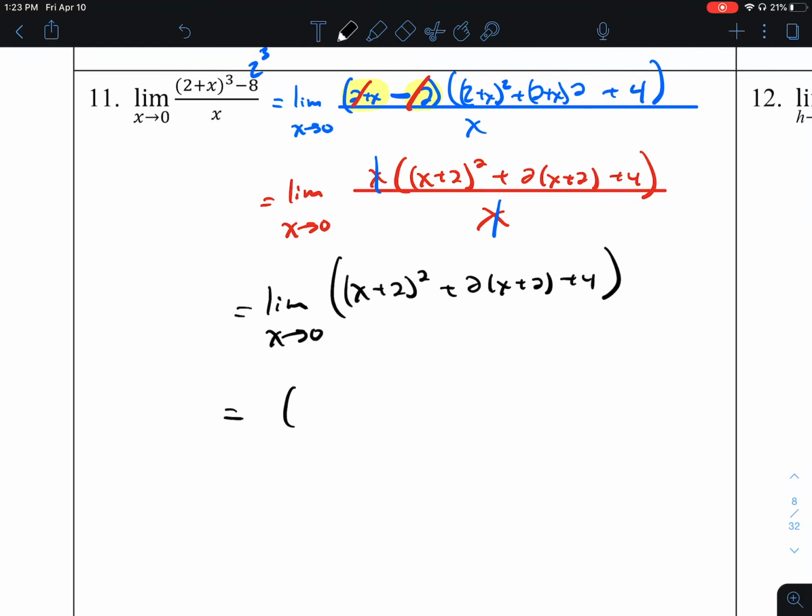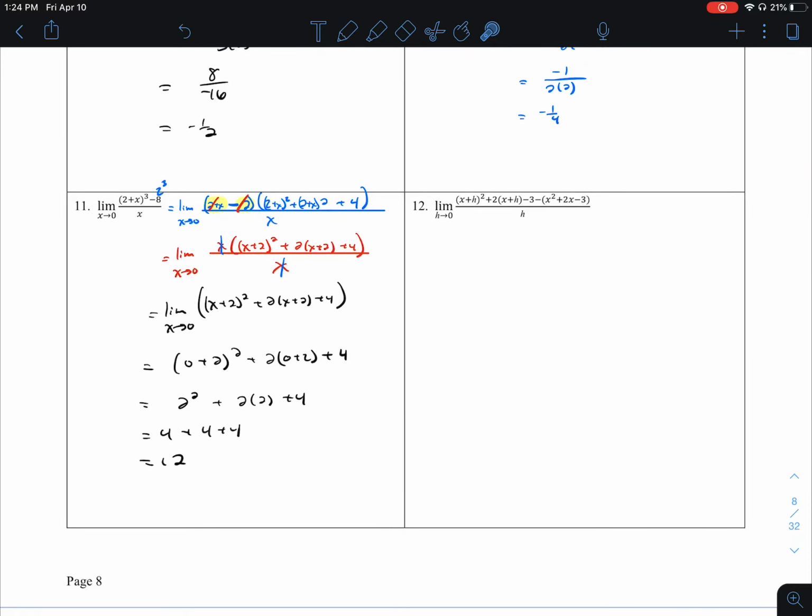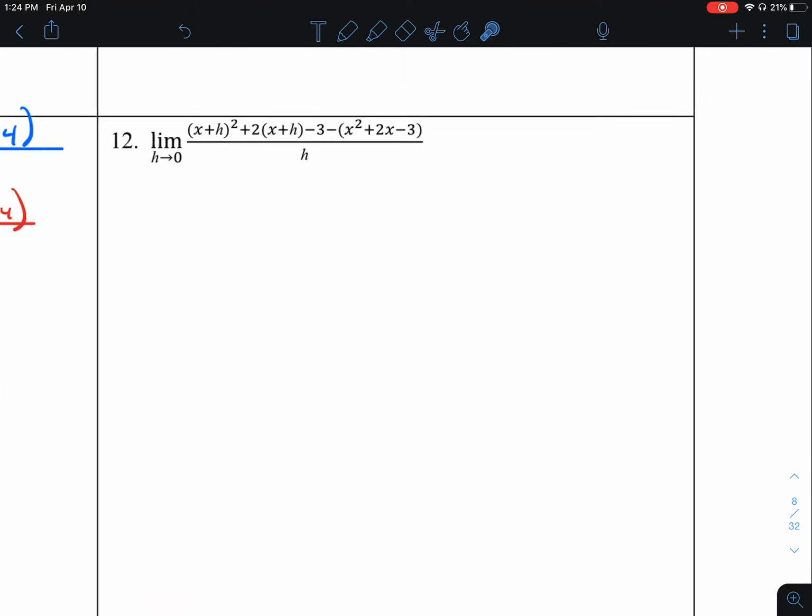If I put a 0 in for my x's, I'm going to have 0 plus 2 squared plus 2 times 0 plus 2 plus 4. It's going to be 2 squared plus 2 times 2 plus 4, which is 4 plus 4 plus 4, which is 12. If you don't like the fact that I just factored this here at the beginning, then don't. Multiply this out, the 8s will cancel, and then you can factor an x out, and you're going to get the same result. It's going to look a lot different.